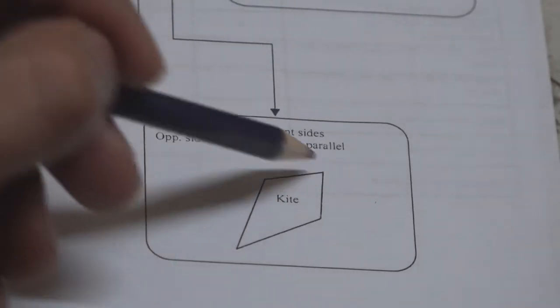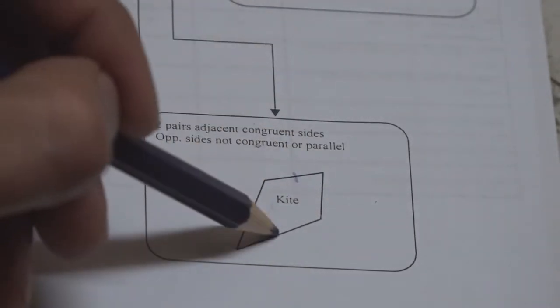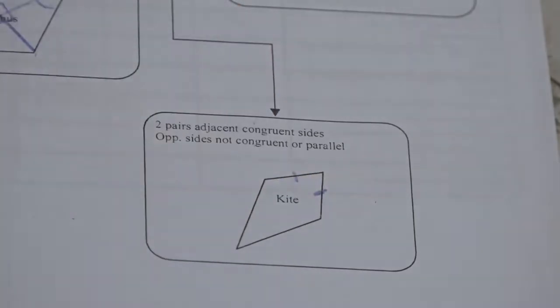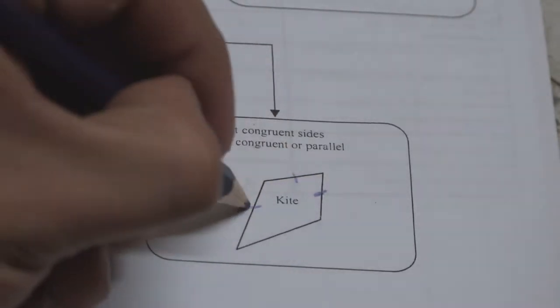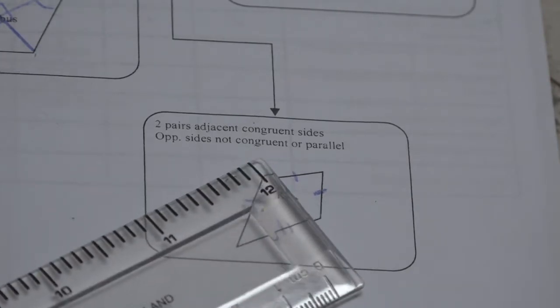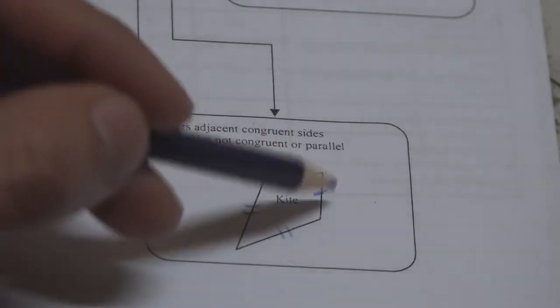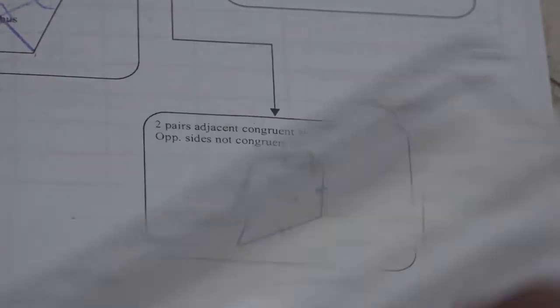Adjacent means sharing the same vertex. So we're talking about this congruent to, well, hello, it's not going to be congruent to this one. Congruent to this. And this congruent to that. Okay, fine. What else? Opposite sides not congruent or parallel. This is not congruent to this, and this is not congruent to that. That's what the kite is.